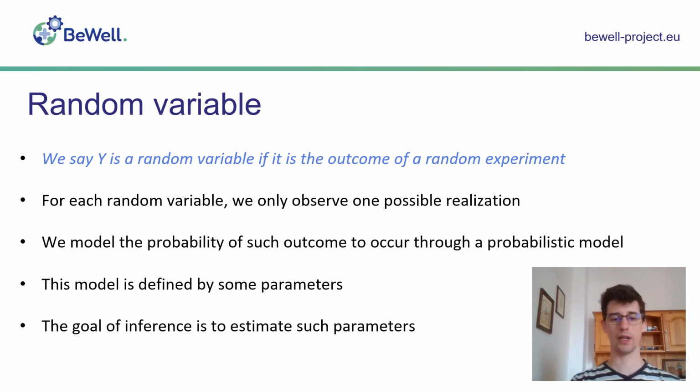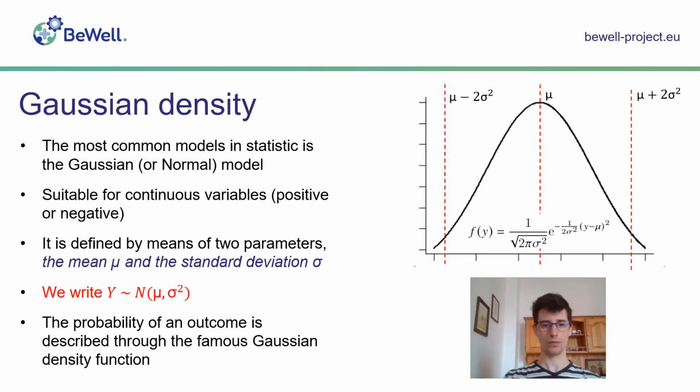We model such variability through a statistical or probabilistic model. This is usually defined via some analytical function that depends on some parameters. These parameters are unknown and must be estimated. This process is usually called statistical inference.